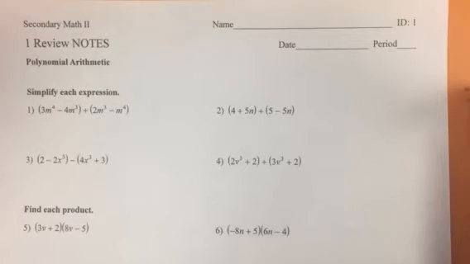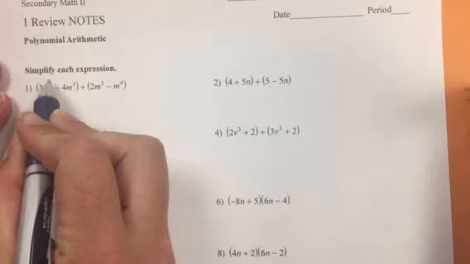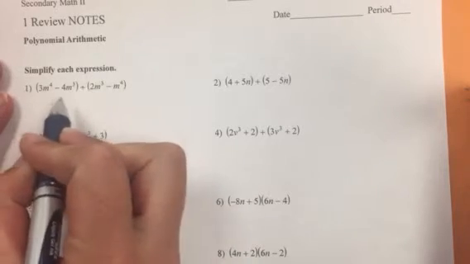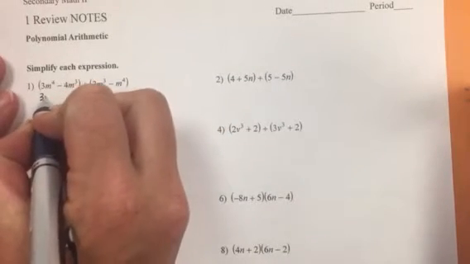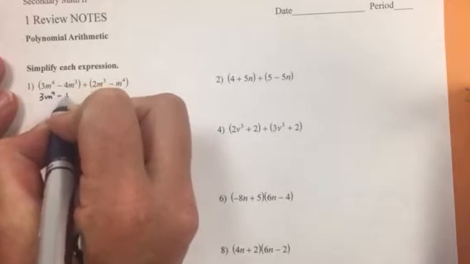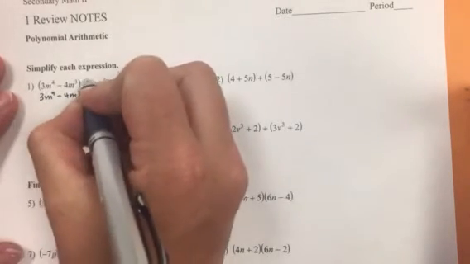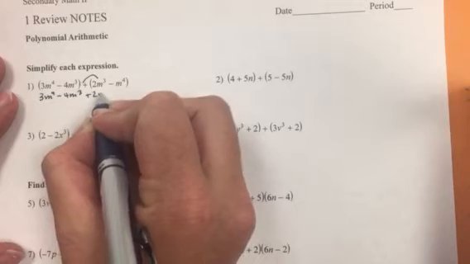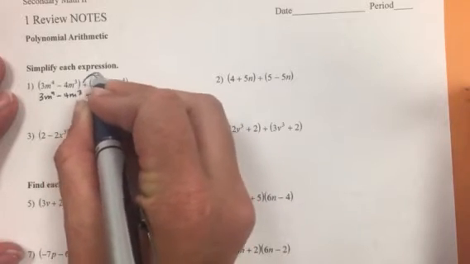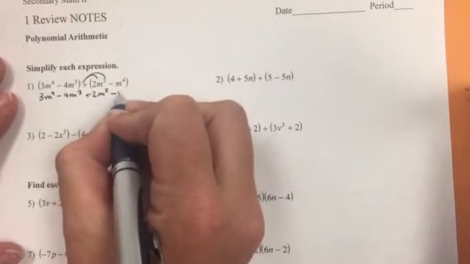These are the notes for review one. First, we're going to simplify each expression by combining like terms. So we have 3m to the fourth minus 4m cubed plus 2m cubed. Positive times negative stays the same.